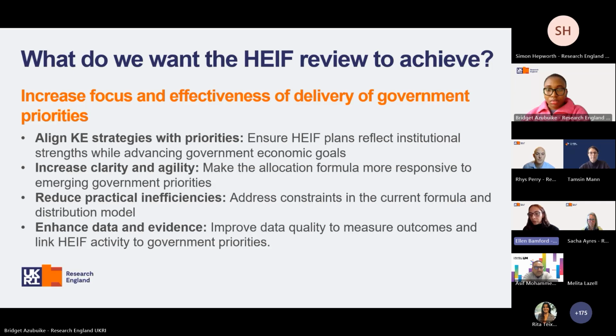It covers a real breadth of ambition for us, including aligning use of HEIF with government priorities, and looking at the formula itself, with the formula being improved from a policy perspective to increase its clarity and agility in responding to emerging priorities. There's a practical lens for us as well, in terms of improving the way in which the formula operates, given that since its current design was initiated as a formula fund in 2008, we haven't made significant change to the formula. We see this as a really opportune moment to improve the practical elements of our formula mechanism as well. And then finally, as an underpinning approach to all of our work at Research England, we want to enhance the data and evidence that we use to underpin our approach as well.